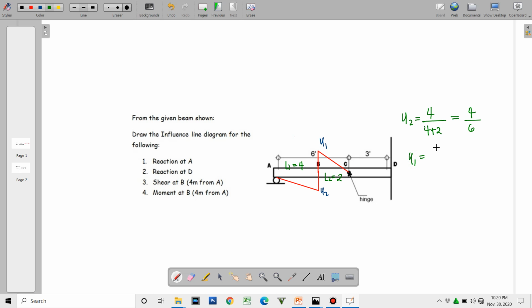And y1 will be equal to the base of the triangle involving y1, that is 2 all over 4 plus 2. So basically this is 2 all over 6. So observe that the sum of the absolute values of y2 and y1 will just sum up to 1, okay? Because 4 plus 2 is 6 all over 6. So this is the ILD for the shear at B.